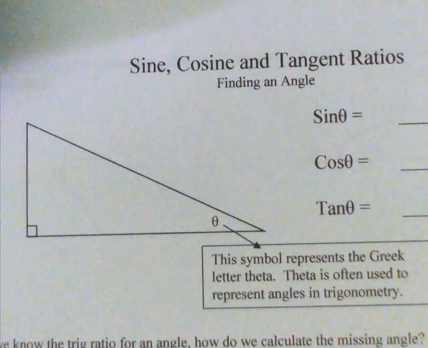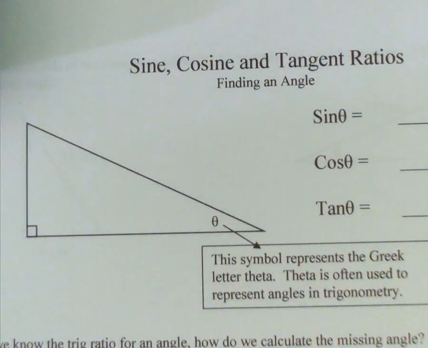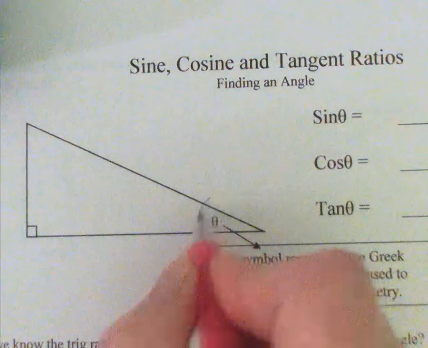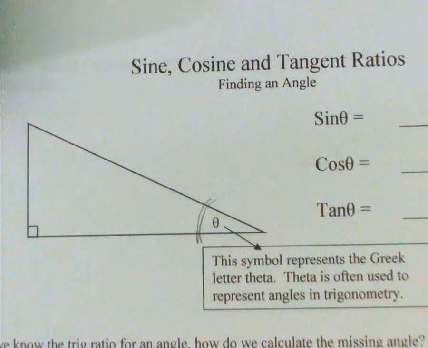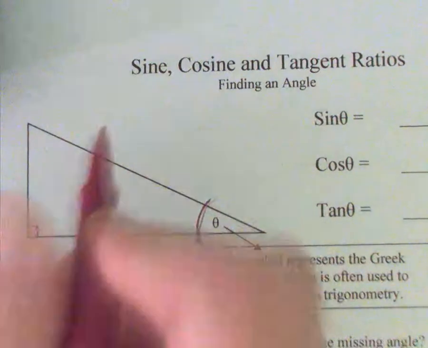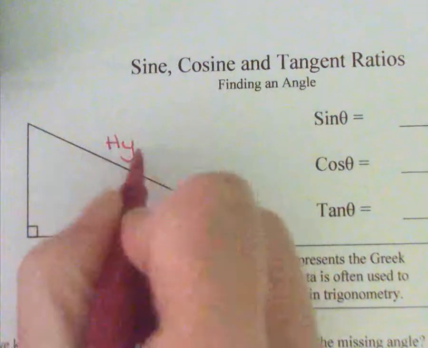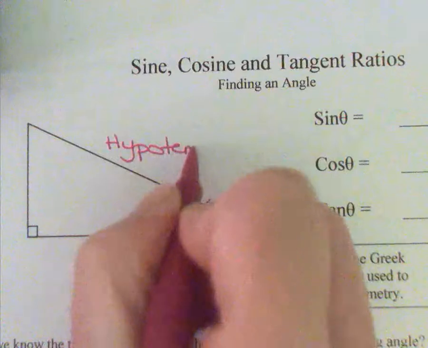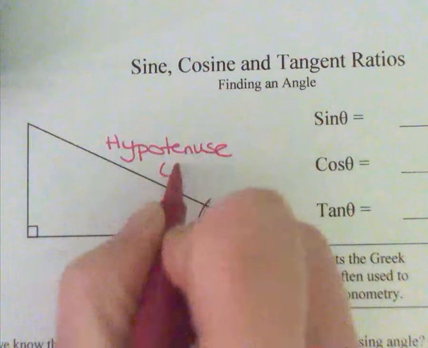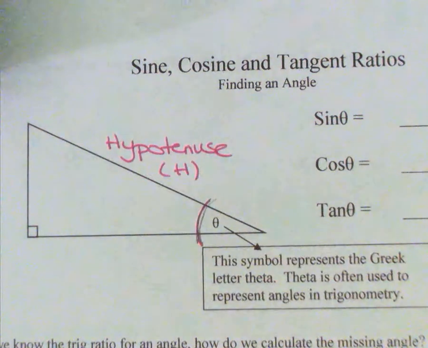Okay, we're going to look at finding an angle today using trig ratios, the sine, cos, and tan. So again, here's my angle. If I look based on this angle, this is the longest side, this is the hypotenuse. We're going to use the letter H to represent that side.